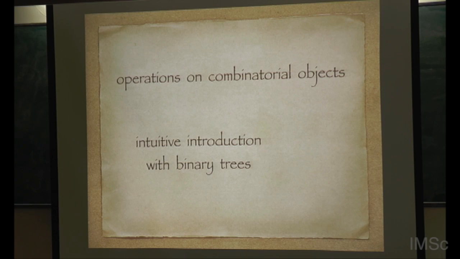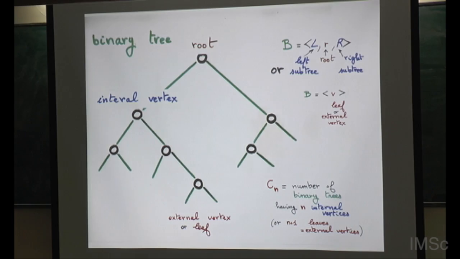So now I am going to define some operations on the level of commutative objects. These operations will be the sum, the product, the derivative, and all of this will reflect the operations in the world of formal power series, or the world of classical analysis. I will give again an intuitive introduction to these operations, and I will come back to my binary tree.